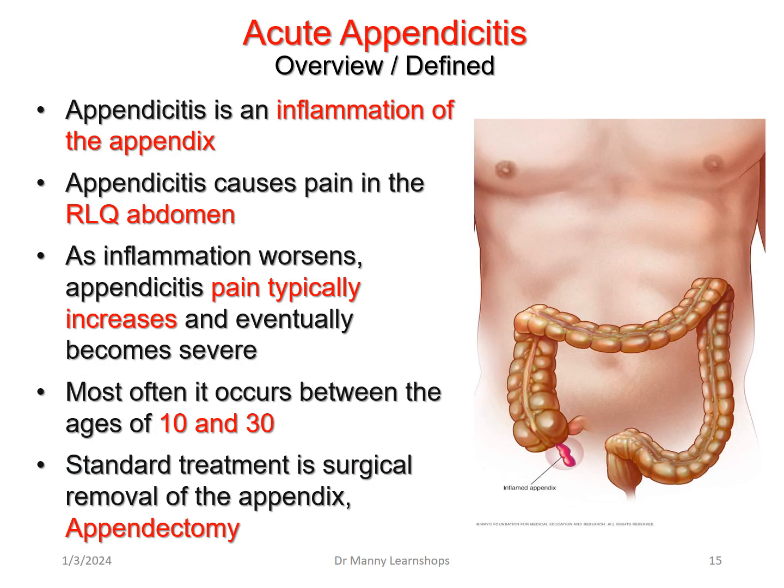Now let's look at acute appendicitis. Now, appendicitis is an inflammation of the appendix. And appendicitis can cause right lower quadrant abdominal pain. And as the inflammation worsens, the appendicitis pain typically increases and eventually spreads and becomes more severe. Typically, it might occur between the ages of 10 and 30 years of age, and the standard treatment may be surgical removal of the appendix, called an appendectomy.